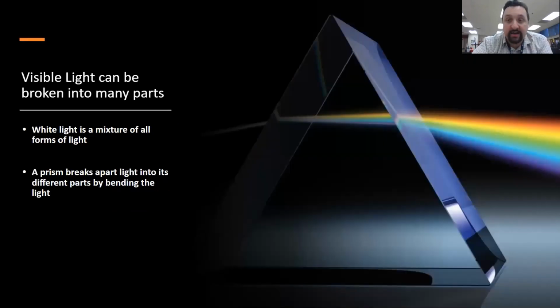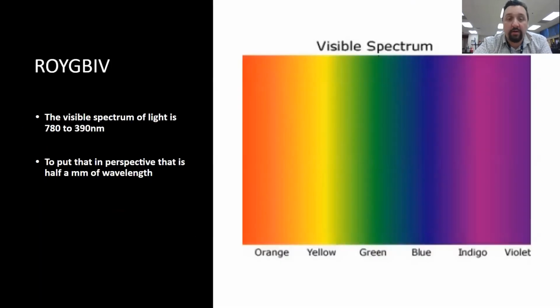Now, light can be broken into different parts. Prisms break them apart by bending the light. Visible light is broken into the spectrum of 780 to 390 nanometers. The red is at the largest, the violet at the smallest. To put in perspective, that's about half of a millimeter, or approximately the thickness of 2 thumbnails.